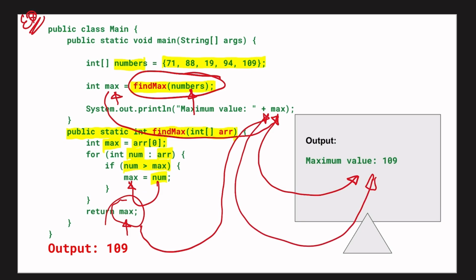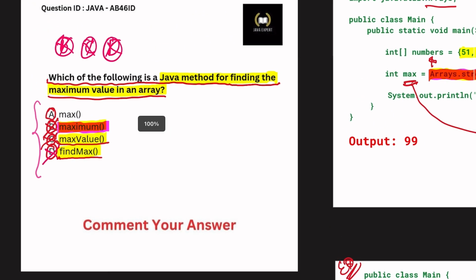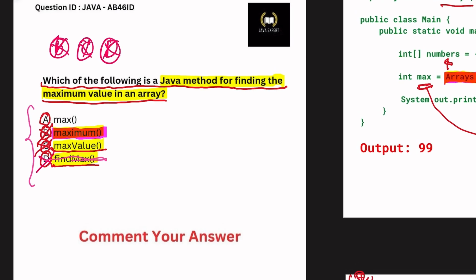So this is for your understanding, that the findMax method is not a built-in Java method. Now you can see it works to find the maximum value, but this is not a built-in Java method. So that is why, let's go back to option D. That is why option D is wrong.